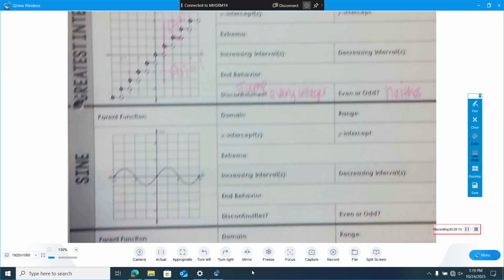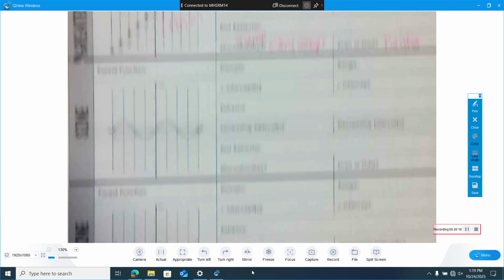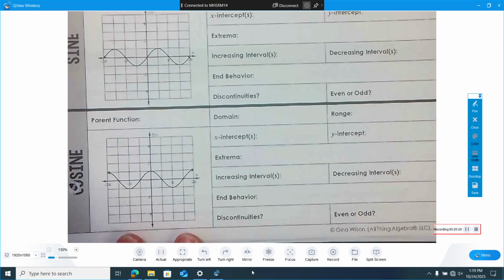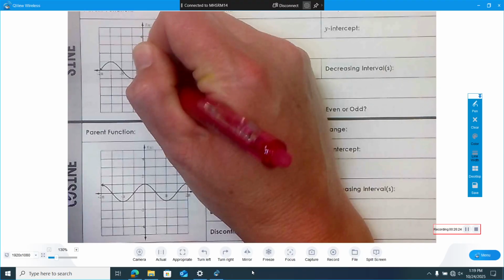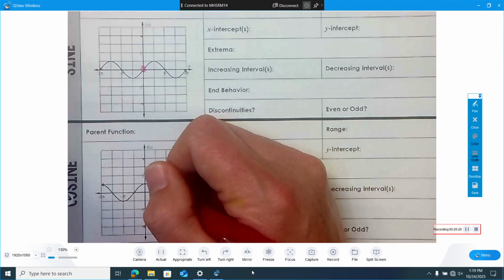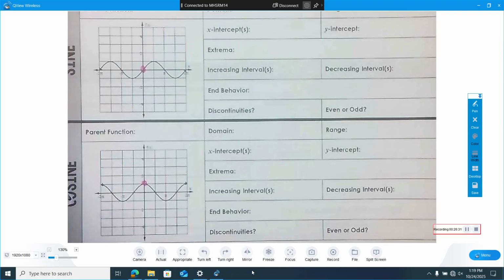Okay, two more, and then we're actually going to do the math that I want to do today. This is the sine function and the cosine function. What's the difference between the two? Sine goes through 0, 0. Cosine starts up high at 0, 1.